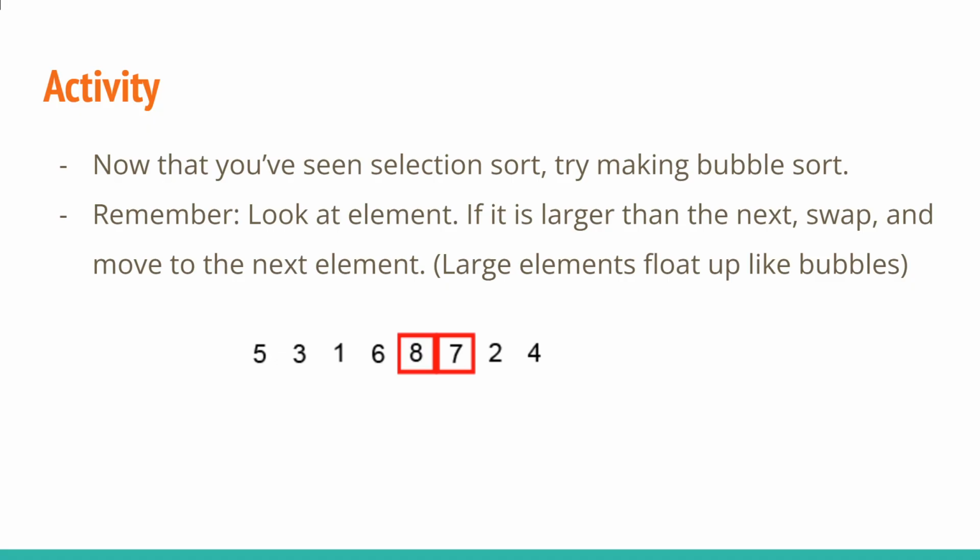And that's actually why it's called bubble sort, is because the larger elements kind of float up to the top or to the right like bubbles. So I'll give you a moment to pause and then go over the answer on the next slide.